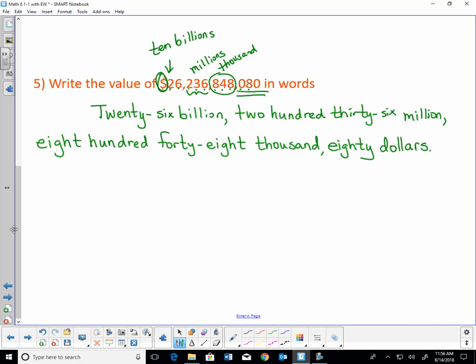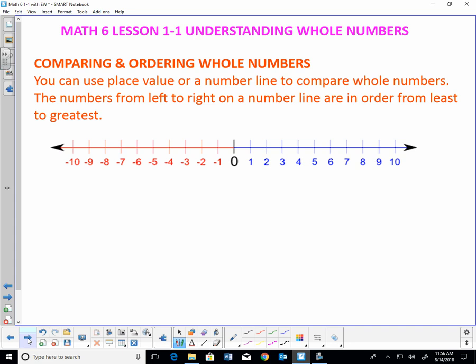Moving on, comparing and ordering numbers. You can use place value or a number line to compare whole numbers. The numbers from left to right on a number line are in order from least to greatest. The smaller numbers are over here. The bigger numbers are over here. The further to the left you go, the smaller the numbers get. The further to the right you go, the larger they get. They get larger this way, and they get smaller this way.